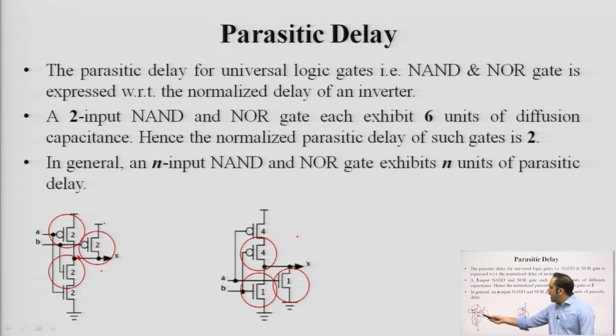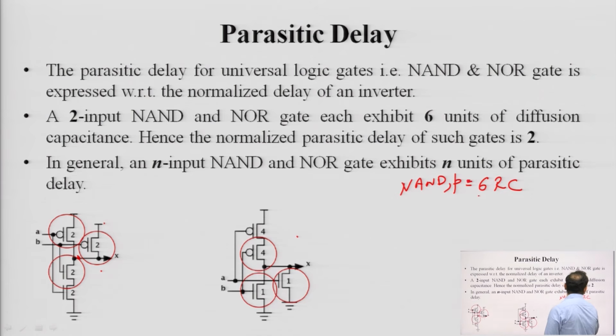So, it is not going to contribute anything to switching delays, because it is grounded, which is a constant voltage. At the output node I am getting 2 times C from here, having width twice, 2 times C here and 2 times C here. C is the capacitance of a unit transistor. So, if I add it, I am going to get 6 times C, and resistance remains R. So, 6 times RC is the total diffusion capacitance. For a NAND gate, the diffusion capacitance is 6 times RC. So, the parasitic delay normalized with an inverter is 2 units.